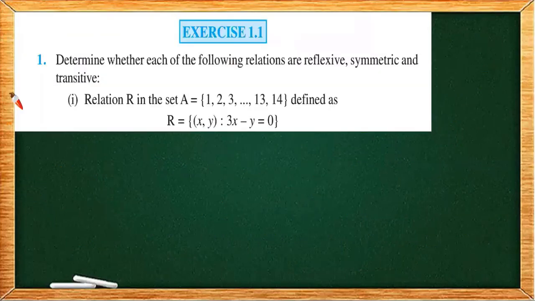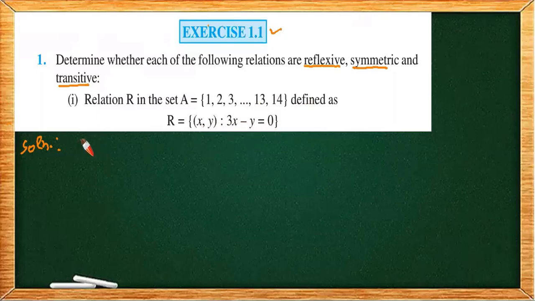Next. Now it is exercise 1.1. Question number 1, first part. So let us see. Here he is asking whether the relation is reflexive, symmetric, and transitive. So relation R is defined on a set A containing 14 natural numbers. You can say 1, 2, 3, up to 14. Defined as R is equal to a set of ordered pairs (x, y), where x and y are dummy variables, such that 3x minus y is equal to 0.